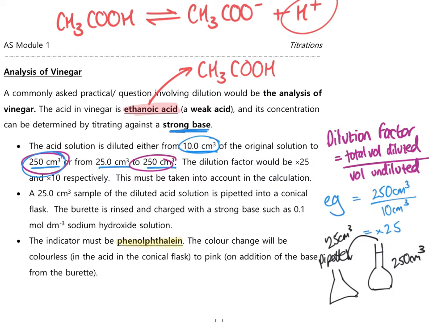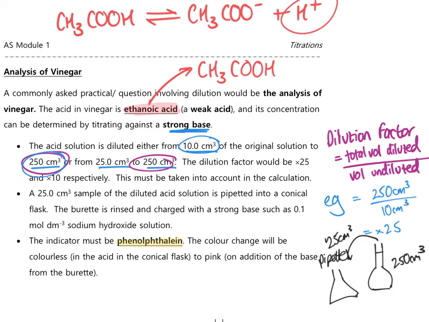As we discussed last week, with strong acid versus strong base, you can use either methyl orange or phenolphthalein. With a weak base versus a strong acid, it must be methyl orange. And with a weak acid versus a strong base, it must be phenolphthalein. Methyl orange will not work for this type of titration. So in that sense, you can learn that for weak acid versus strong base, the indicator of choice is always phenolphthalein.